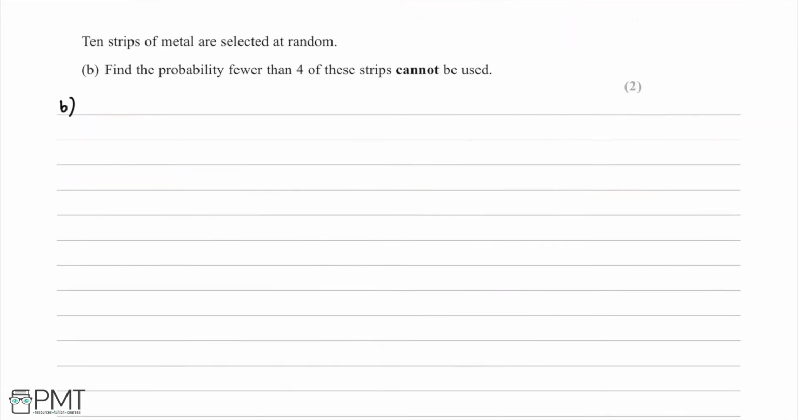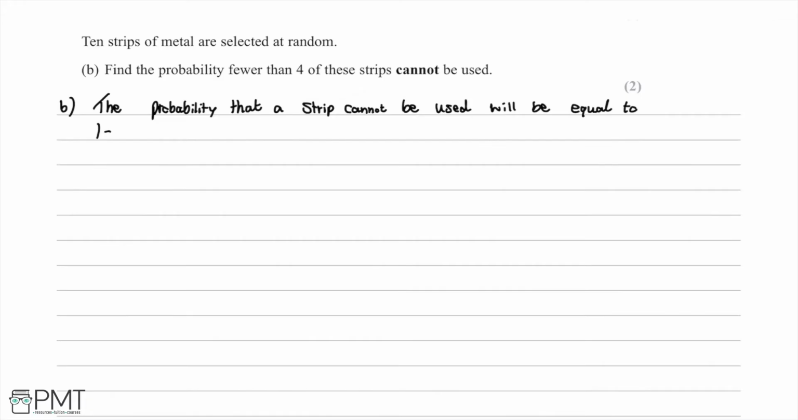0.910. So in this part of the question, we're told that 10 strips of metal are selected at random, and we're asked to find the probability that fewer than 4 of these strips cannot be used. So in this case, we know that the probability that a strip cannot be used will be equal to 1 take away 0.910, where 0.910 was our answer to part A.